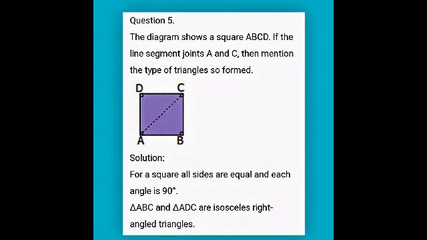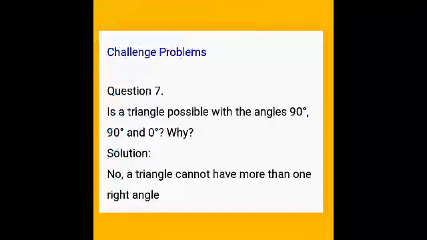Okay. Move on to the next question. Challenging problem, question number 7. Is a triangle possible with the angles 90 degrees, 90 degrees and 0 degrees? If it is possible, we should say why. From the question itself, we can say this triangle is not possible.